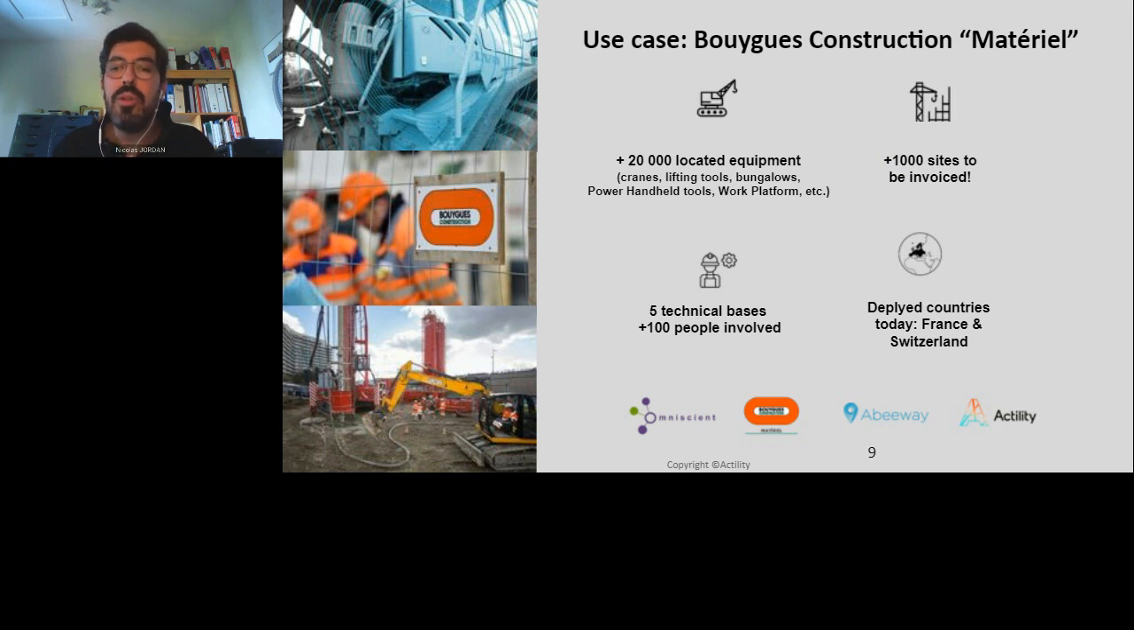The management of the tools fleet, the equipment fleet, is today provided, thanks to that tool, by only 5 technical people, where you can imagine that around 100 people had been involved. That's also a very important cost reduction, because without any tracking solutions, the number of people who have to be involved to really manage the equipment fleet is much higher. And today, this deployment is done in France and in Switzerland.